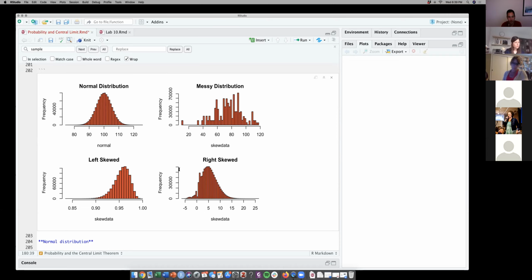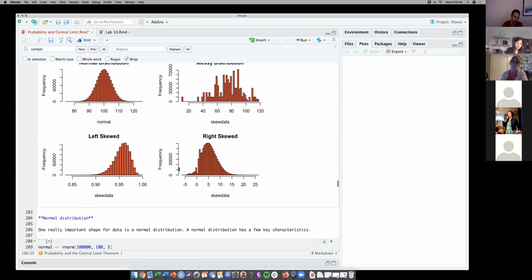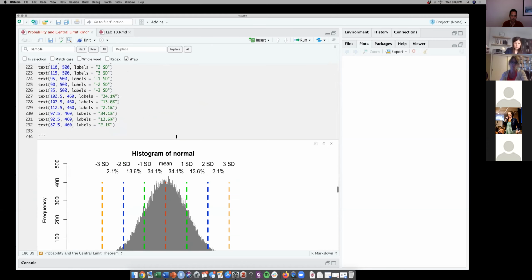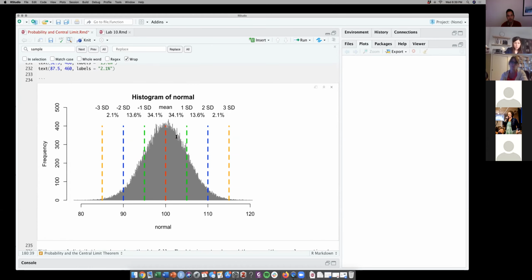Okay, so one really important distribution of data is a normal distribution, which we're going to end up using a lot. A normal distribution is important because it has a really specific shape. You can think of it as a bell curve. That's another name for it. The data is evenly distributed above and below the mean.